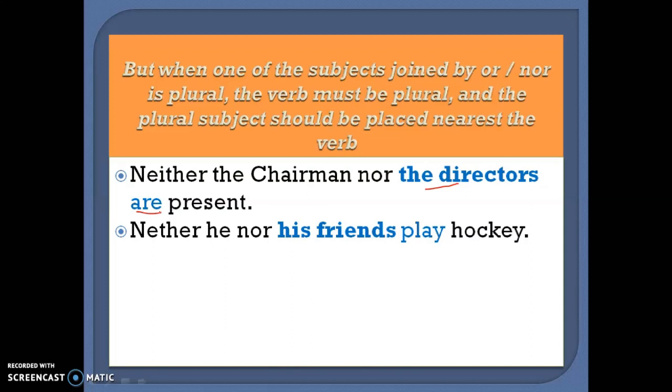In the next sentence, neither he nor his friends play hockey. I have to correct the spelling. Neither he nor his friends play hockey. So, our verb is plural and we have put our plural subject near the verb. So, this is the main rule.